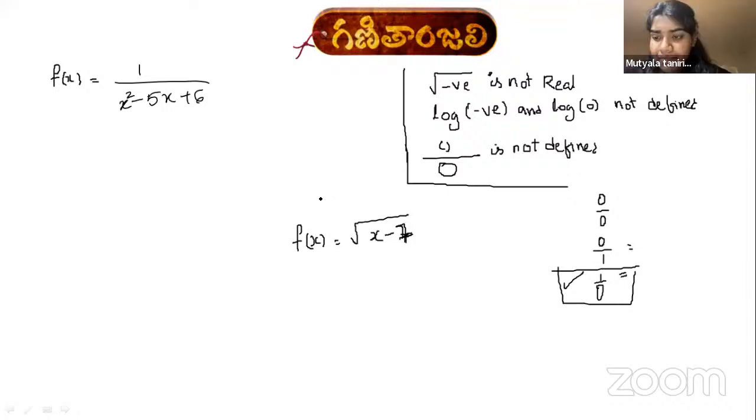Does this function accept 2? No, sir. 3? No, sir. 4? No, sir. 5? No, sir. 6? No, sir. 7? Yes, sir. Yes, because we know the fact that the square root of 0 is equal to 0. It's real.